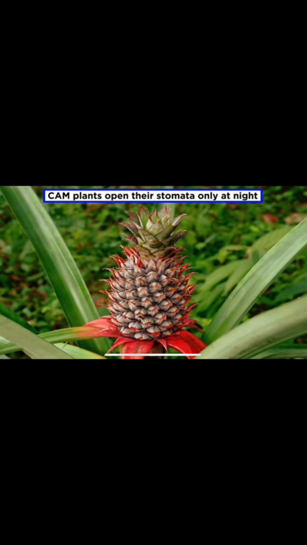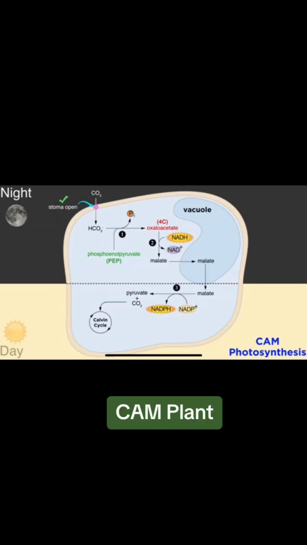Some plants that are adapted to dry environments, such as cacti and pineapples, use the crassulacean acid metabolism, or CAM, pathway to minimize photorespiration. This name comes from the family of plants, the Crassulaceae, in which scientists first discovered the pathway. Instead of separating the light-dependent reactions and the use of CO2 in the Calvin cycle in space, CAM plants separate these processes in time. At night, CAM plants open their stomata, allowing CO2 to diffuse into the leaves.